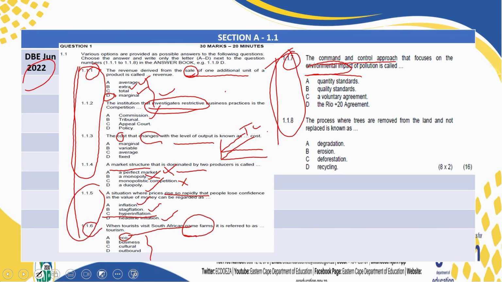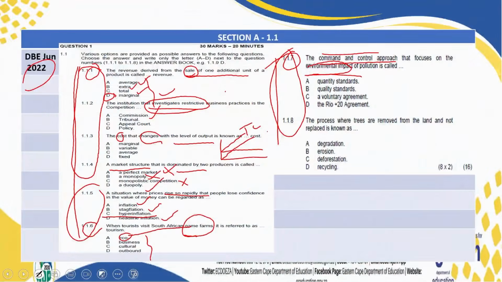So we know where we are. These are measures that are taken by the government for environmental sustainability. Now, we are focusing on the command and control. Now, this has got an impact on the environment. Now, which ones are the obvious wrong? In some cases, you need to eliminate the obvious wrong. Here, it's not to do with the Rio +20 agreement. It's not to do with voluntary agreements. Our answer is going to come out of these two.